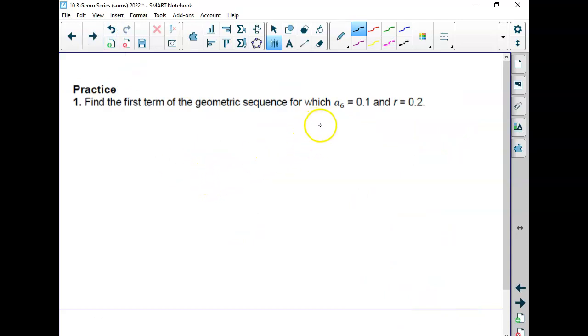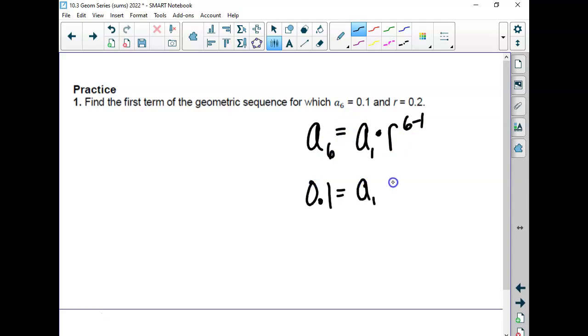Okay, so really we're not using any fancy formula yet. They give us the 6th term. So what would the formula be for the 6th term? First term times r, how many times? 6 minus 1, or 5 times. Okay, so what goes in for a sub 6? 0.1. We don't know a sub 1, so that's what we're supposed to find. 0.2 is r, and 6 minus 1 is 5 times.